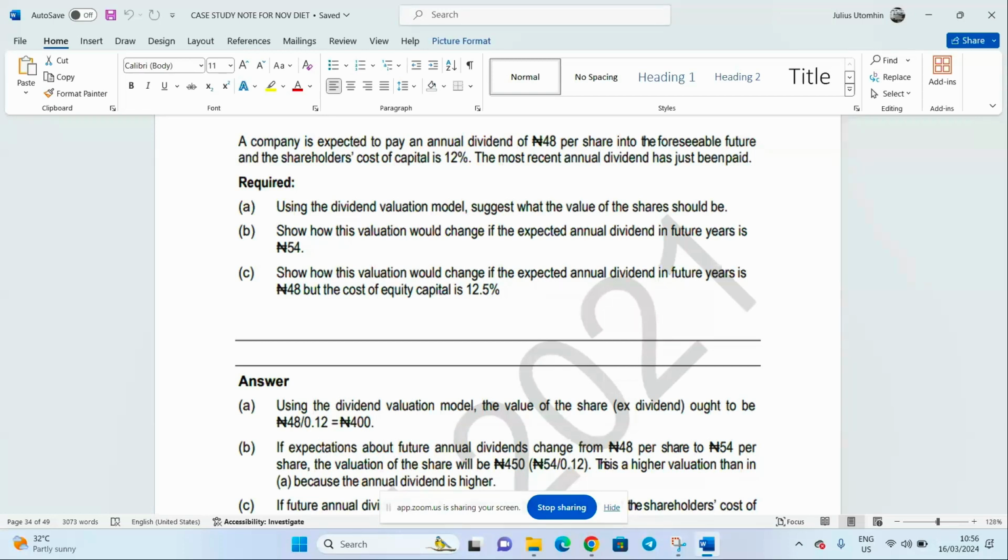Everybody, can you please type it on your calculator? 48 divided by 0.12. What do you have? 400. 400, right? Yes. Thank you. That shows you have answered the first one. Now let's go to the second one.